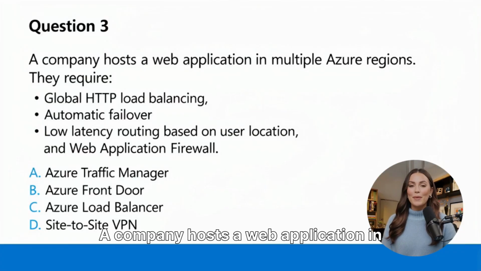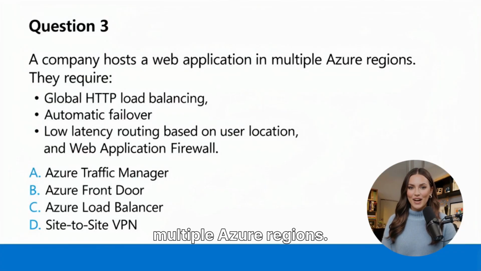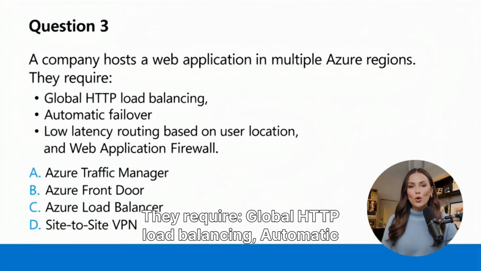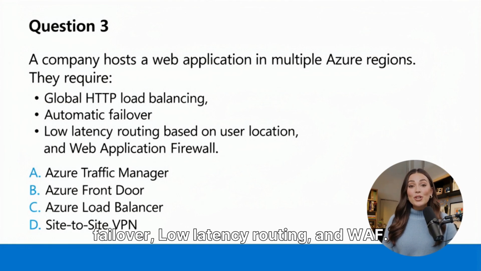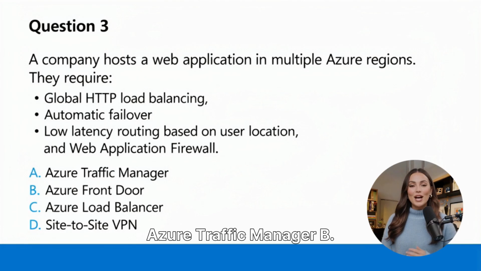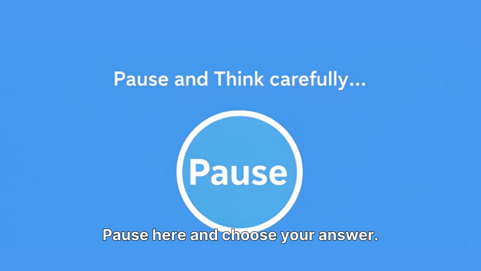Question 3. A company hosts a web application in multiple Azure regions. They require global HTTP load balancing, automatic failover, low latency routing, and WAF. Which solution should be implemented? A. Azure Traffic Manager. B. Azure Front Door. C. Azure Load Balancer. D. Site-to-site VPN. Pause here and choose your answer.